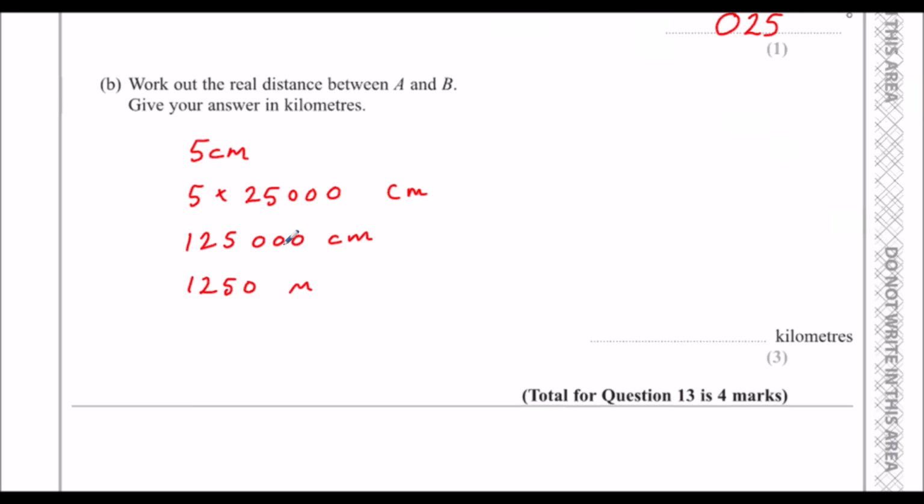So dividing by 100, I can cross off 2 zeros to do that. So 1,250 meters. We want kilometers. So that's divided by 1,000 again. So that's 1.25 kilometers.